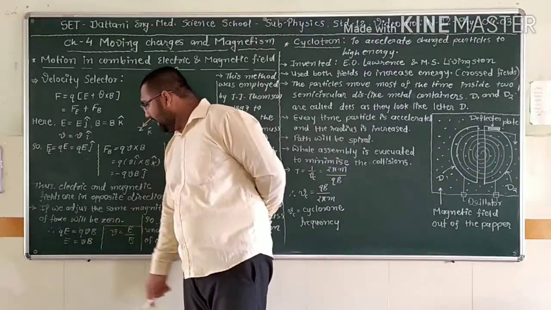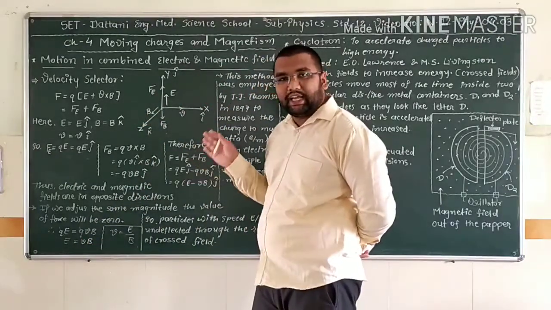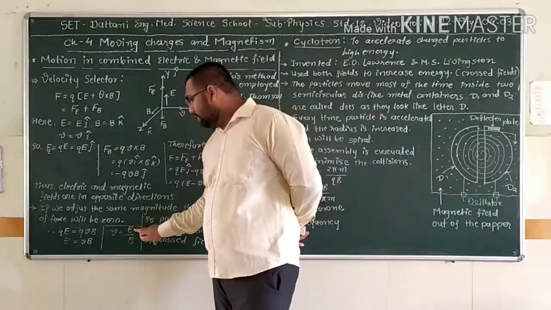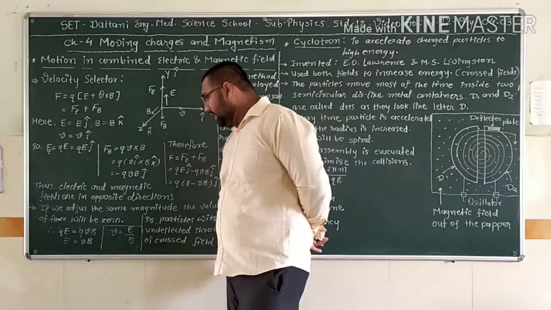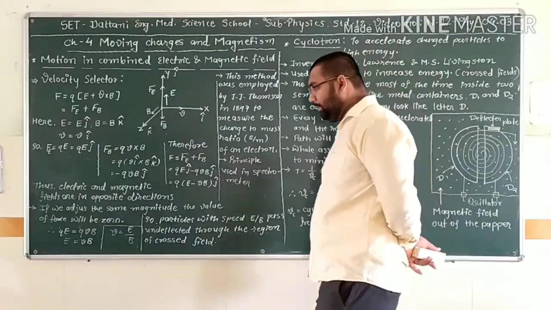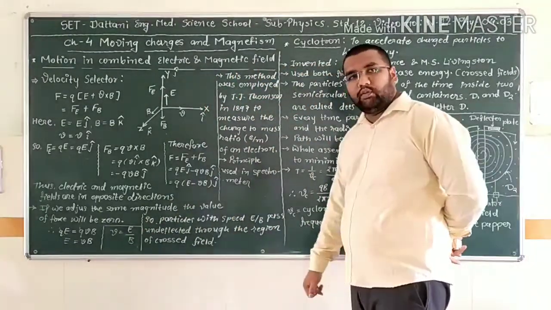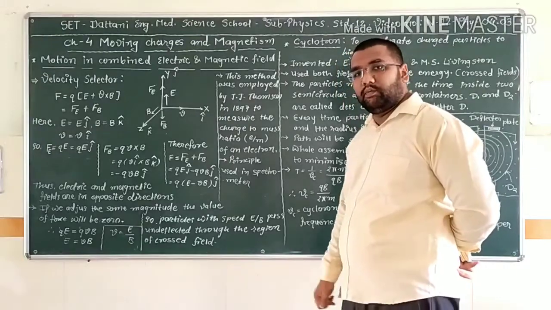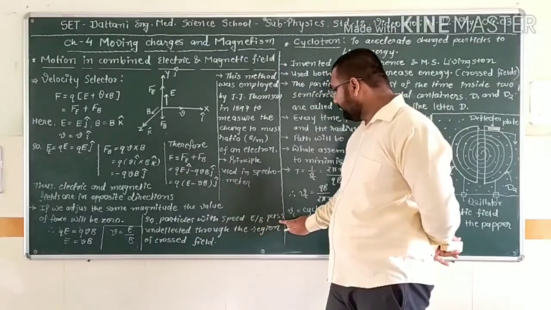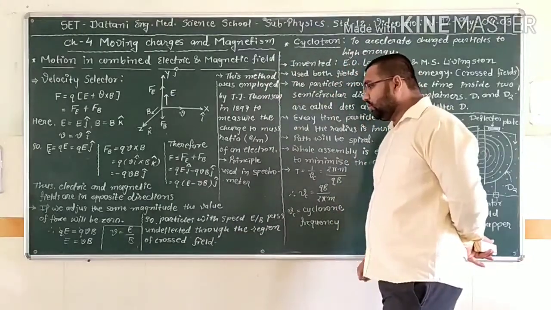Here q and q will be cancelled, so we have E equals v into B. If we change the direction of B, B will go into the denominator. So v equals E upon B. This is our velocity selector. So the velocity of the particle is about E upon B, where E is the magnitude of the electric field and B is the magnitude of the magnetic field. So the particles with speed E upon B pass undeflected through the region of crossed fields.